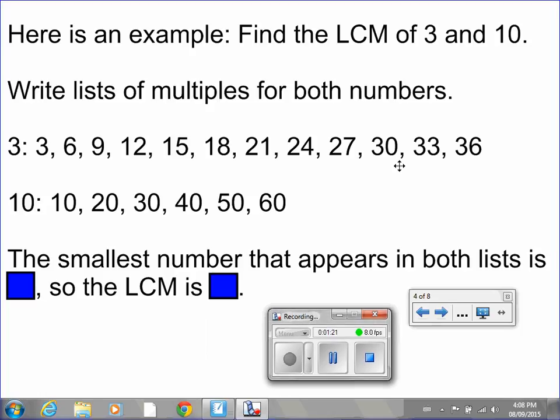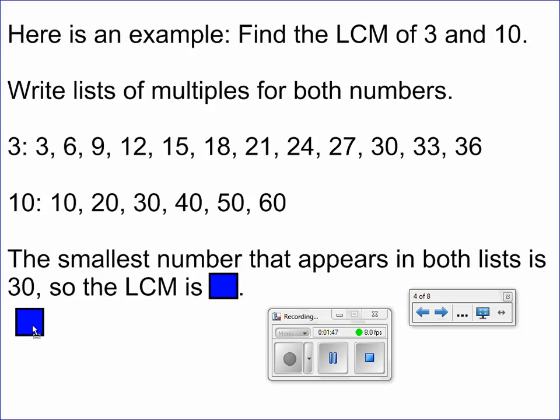Okay, so here's one. Find the LCM of 3 and 10. So what we do is we write lists of multiples for both the numbers 3 and 10. We've got a long list of multiples for 3 and a shorter list of multiples for 10. Okay, and what we see from both these lists is that the smallest number which appears is 30, meaning that the lowest common multiple is 30.